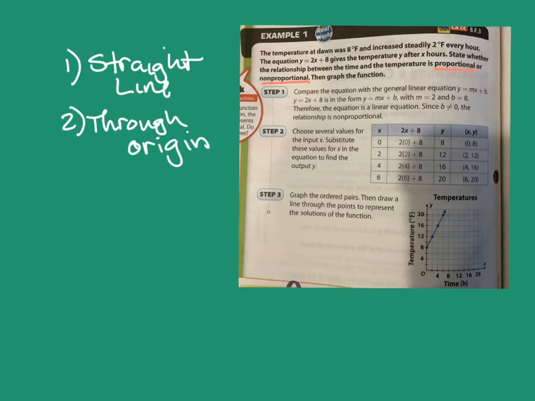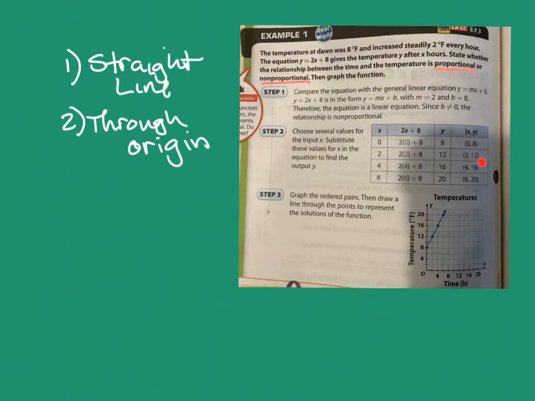To graph this, I would take that 2x plus 8 from the equation, choose some x coordinates, 0, 2, 4, 6. I would use 0, 1, 2, 3. But whatever they want to use there, I guess. 2 times 0 plus 8 equals 8. When x is 0, y is 8. Plug in the 2 for the x here. 2 times 2 is 4 plus 8, 12.